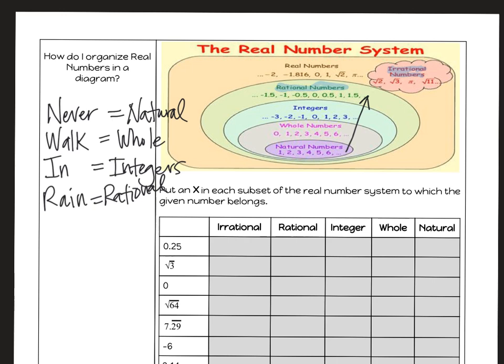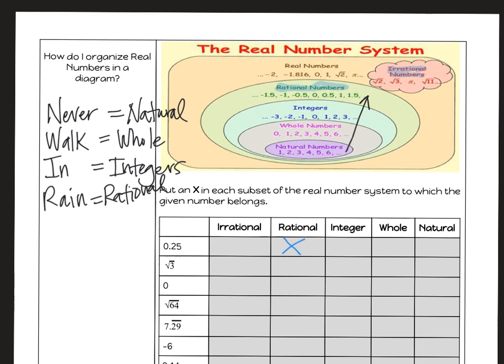That is a decimal, and it is a decimal that ends. And so because of that, we are going to mark it as a rational number. It is not an integer because it is not a number on the number line. And so since it's not an integer, we also know that then it's not a whole number and it's not a natural number. All right.